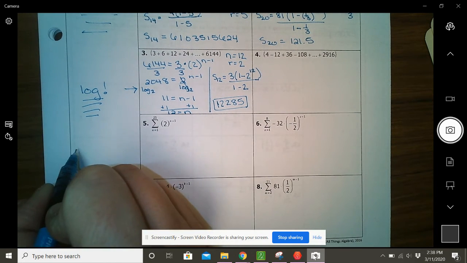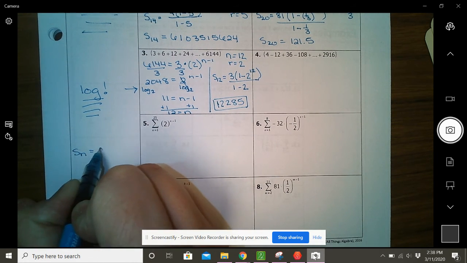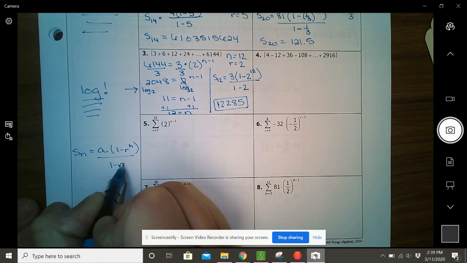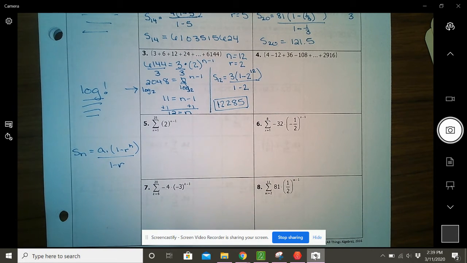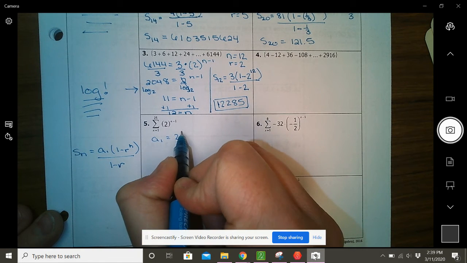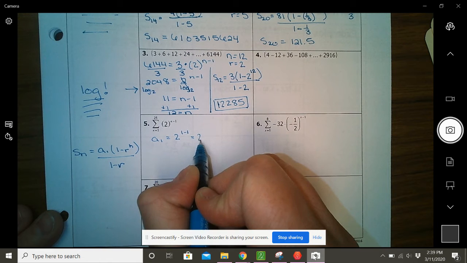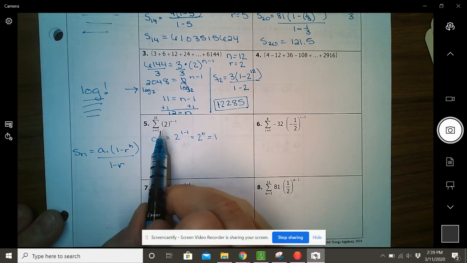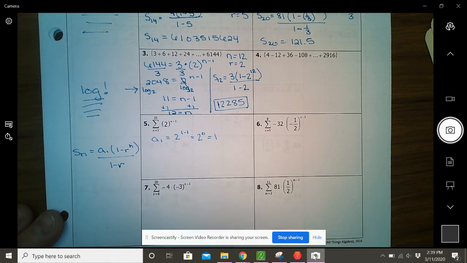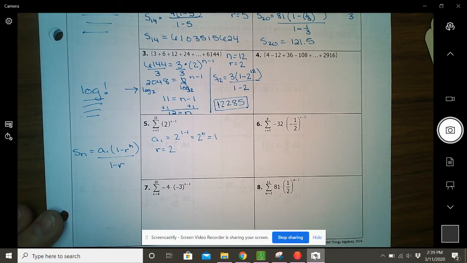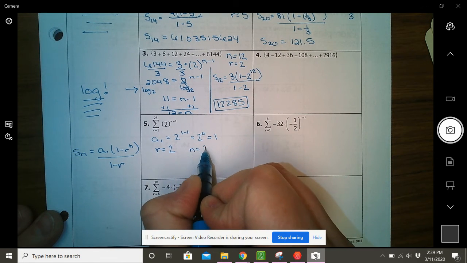Remember, in this formula, I'll write it down here so I don't have to keep moving the screen back and forth. In our geometric series formula, the things we need are the first term. To get the first term, I could just plug in a 1, so 2 to the 1 minus 1. Well, 1 minus 1 is 0, and anything to the power of 0 is 1. My r value is 2, so every term in the sequence is multiplied by 2. And I'm working to a sum of 25, so my n value is 25.